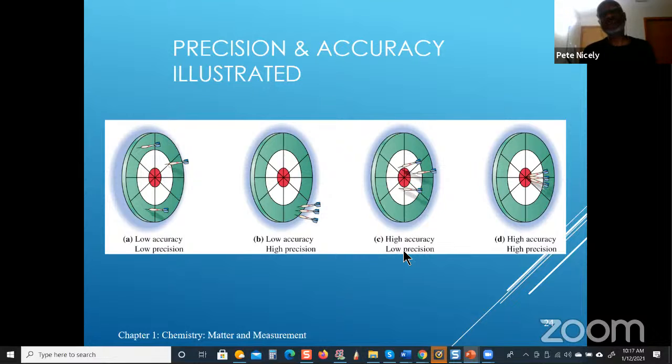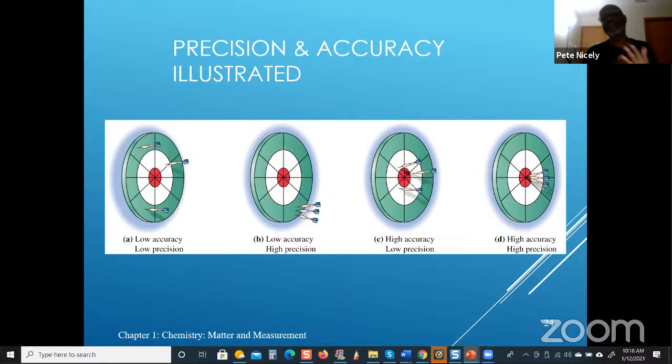So this represents a situation of high accuracy and low precision, right? High accuracy because the darts are close to the center, but the precision is low because the darts are far from each other. And then this represents the ideal situation, high accuracy and high precision, where all the darts are bunched together at the center of the dartboard, all right? And this is basically what we aim for when we're doing any experimentation.